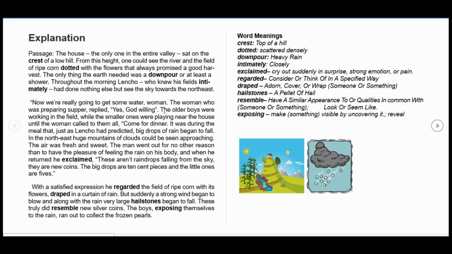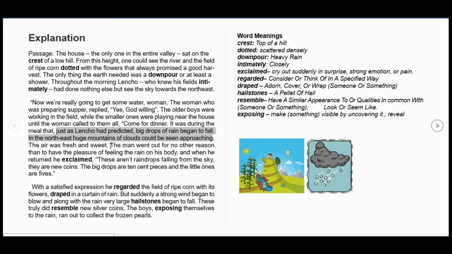The woman was preparing supper. Supper is an evening meal, and she says yes, if God wills, so it will be. So a few boys, the older ones were working in the field and the younger ones are playing around. She calls them for dinner. Now during the meal itself, he realizes that the clouds look very dense. Now as Lencho has known this area for a long time, he has been living there, and he predicts that it is going to be a heavy rainfall and there are going to be big raindrops.